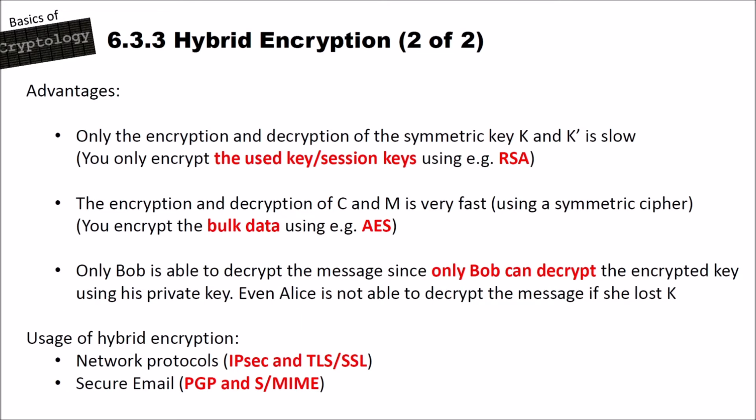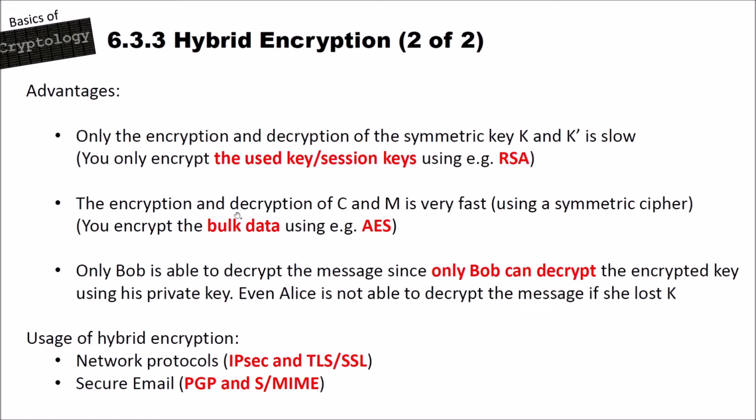We have a lot of advantages using hybrid encryption. At first, only the encryption and decryption of the symmetric key K and K' is slow. Therefore, we only encrypt the used key, what we call the session key, using, for instance, RSA, which is slow. Then the encryption and decryption of C and M, so of our ciphertext and our message, is very fast, for instance using AES as our symmetric cipher.